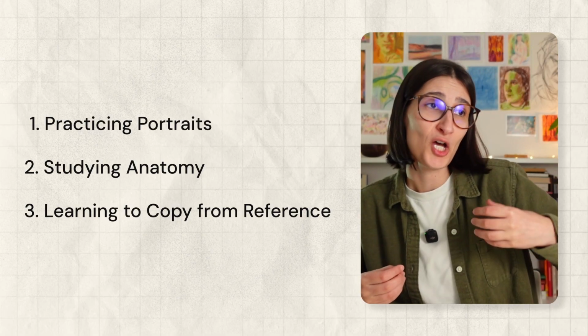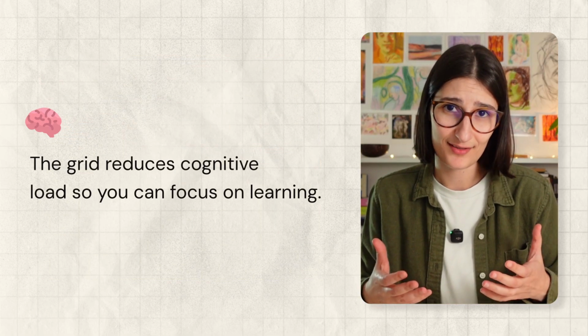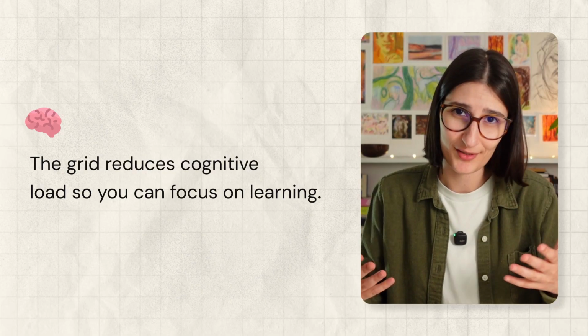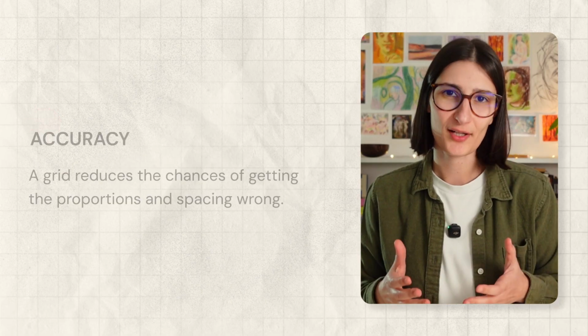That can be very famous artwork from the Renaissance, or it can be a photograph of a landscape that you took on your last trip. In these situations, the grid reduces the cognitive load so you can focus on learning. Now let's talk about accuracy.